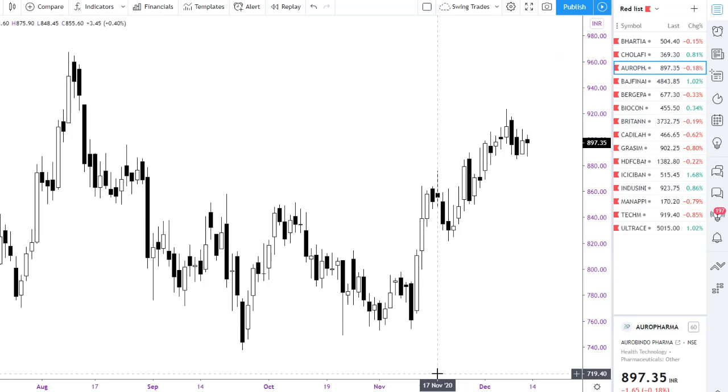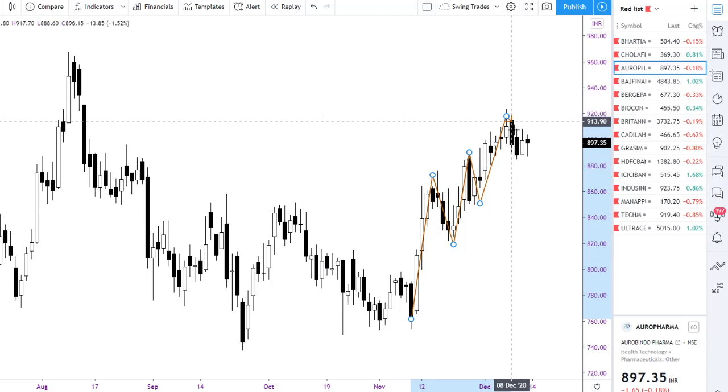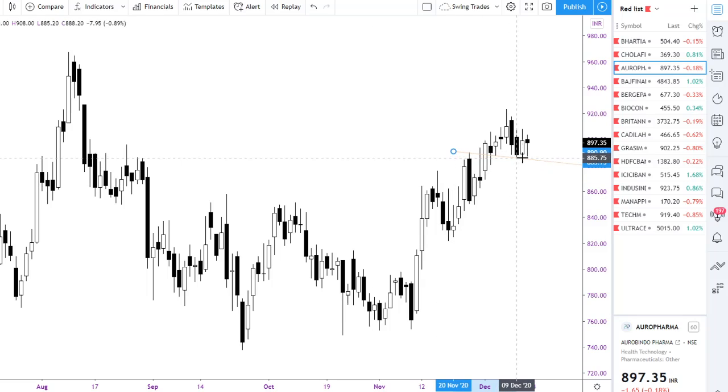The next one is Aurobindo Pharma. Even this is in an uptrend: higher high, higher low, higher high, higher low, higher high, and possibly a higher low, and maybe it continues like this. We will mark the zones that we are interested in. It is also currently within our zone of interest. We don't have a clear opportunity to buy, so maybe if it comes down here and we get a nice buying opportunity, we are going to buy.